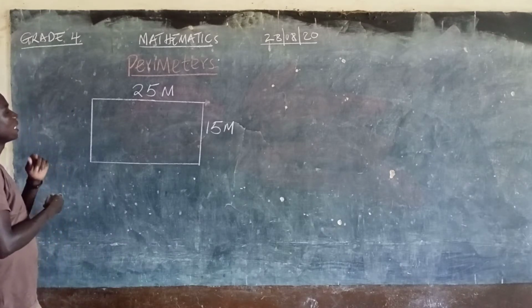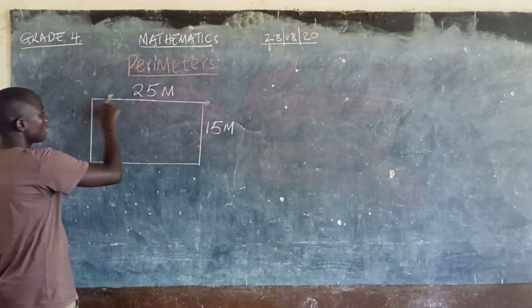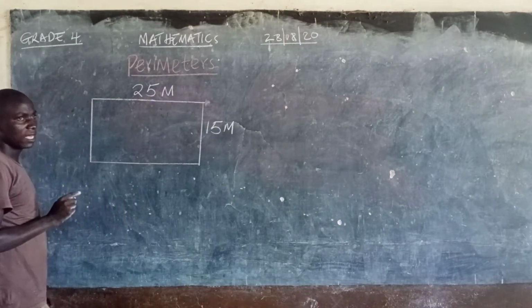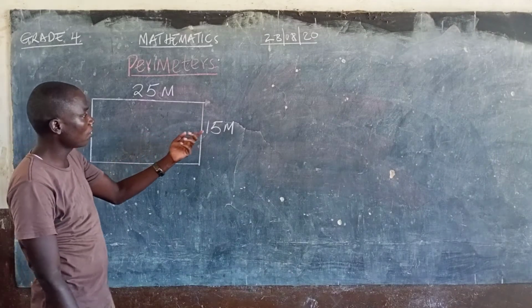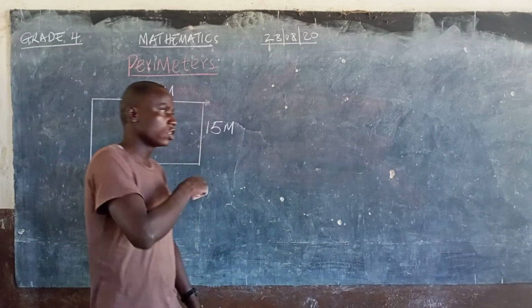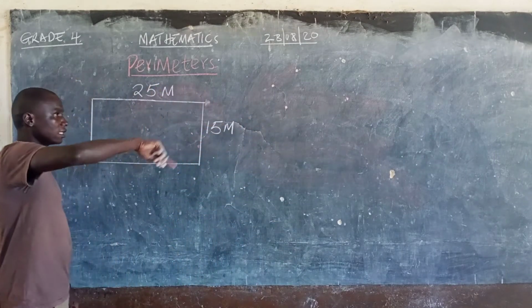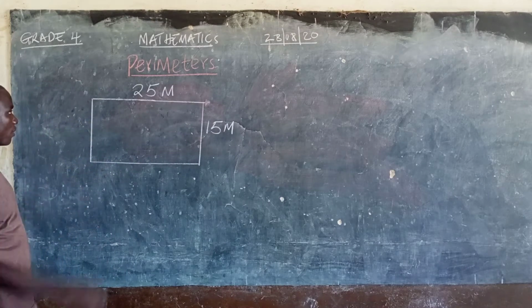So teacher say that perimeter is the distance all around the figure. It's like I'm going around the figure. This figure is the shape of a rectangle. A good example is our field. So walking around the field gives you the perimeter of the field.